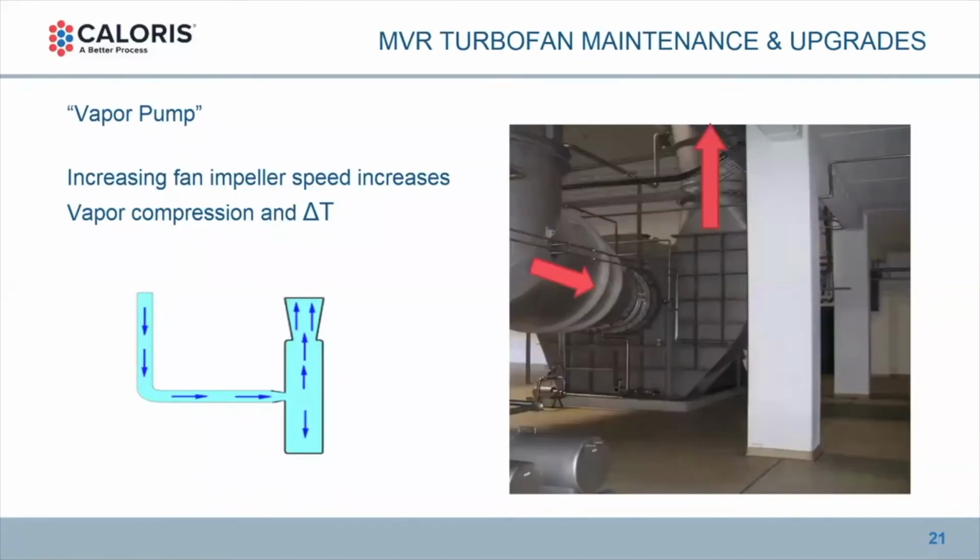While we're on turbofans, it's a vapor pump. So you've got an old evaporator. Other than maintaining it, which is very important, what can be done to improve efficiency? You're taking a vapor in, you're compressing it with a wheel, with a fan blade basically, to a higher pressure.